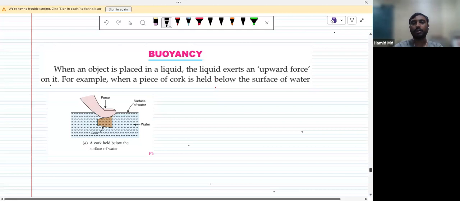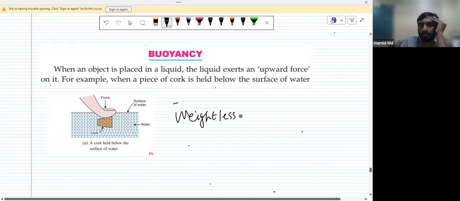So buoyancy is the weightlessness of liquid. We studied in gravity about weightlessness. So it is the weightlessness in liquid.